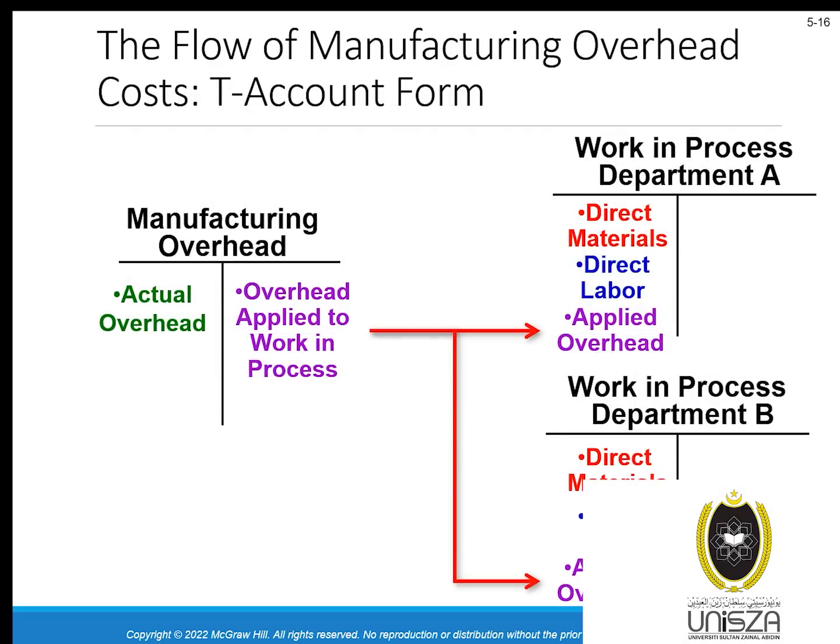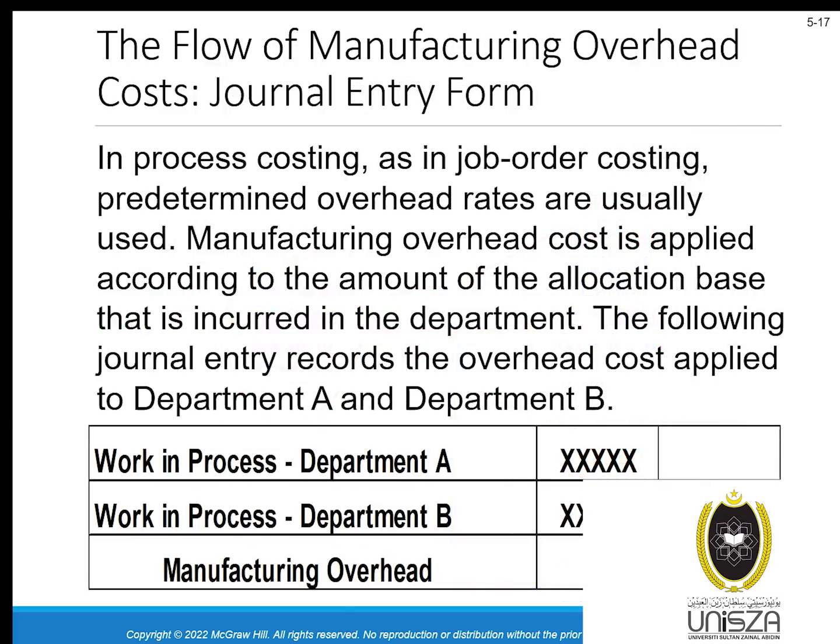Now we look at the flow of manufacturing overhead costs. From the manufacturing overhead, overhead is applied to WIP in department A and department B. So the journal entry is debit WIP department A, debit WIP department B, and credit manufacturing overhead.